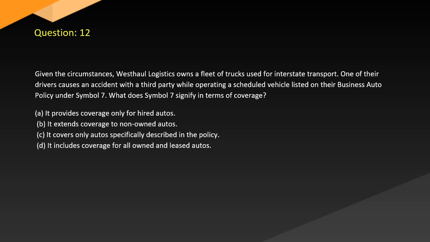Question 12. Given the circumstances, Westall Logistics owns a fleet of trucks used for interstate transport. One of their drivers causes an accident with a third party while operating a scheduled vehicle listed on their business auto policy under Symbol 7. What does Symbol 7 signify in terms of coverage?